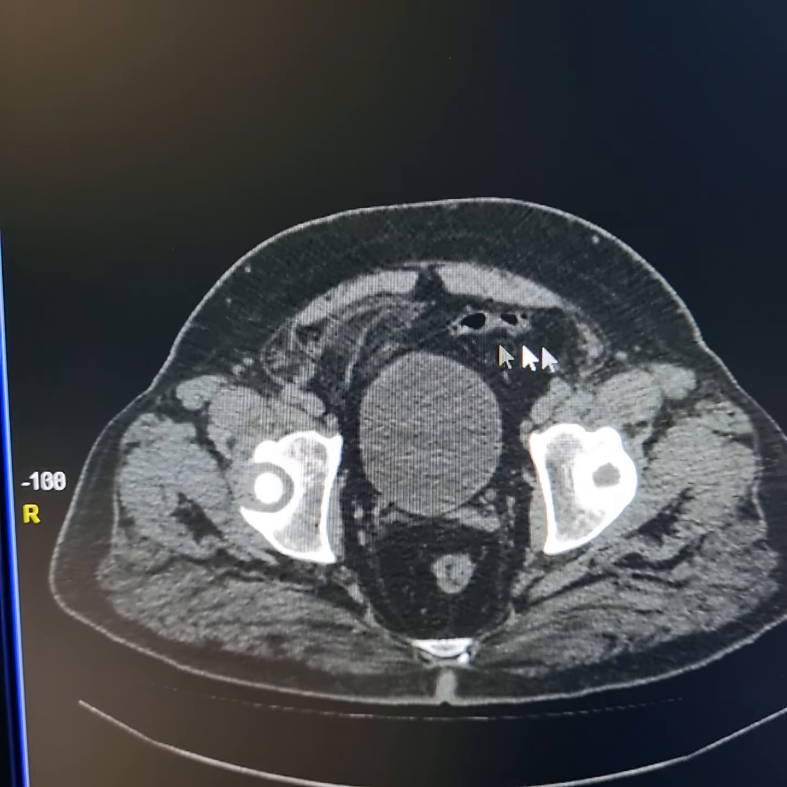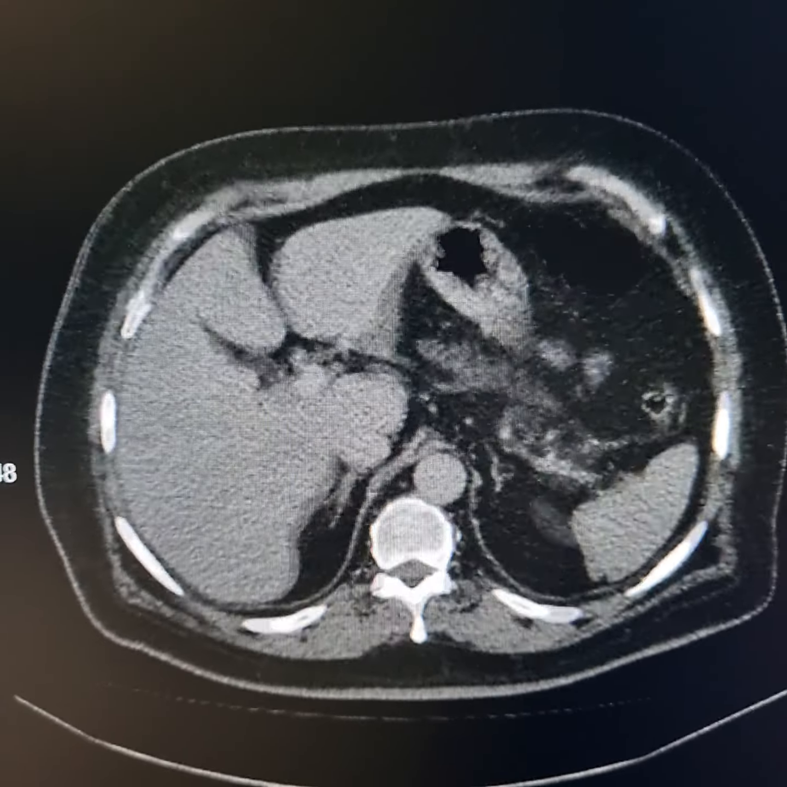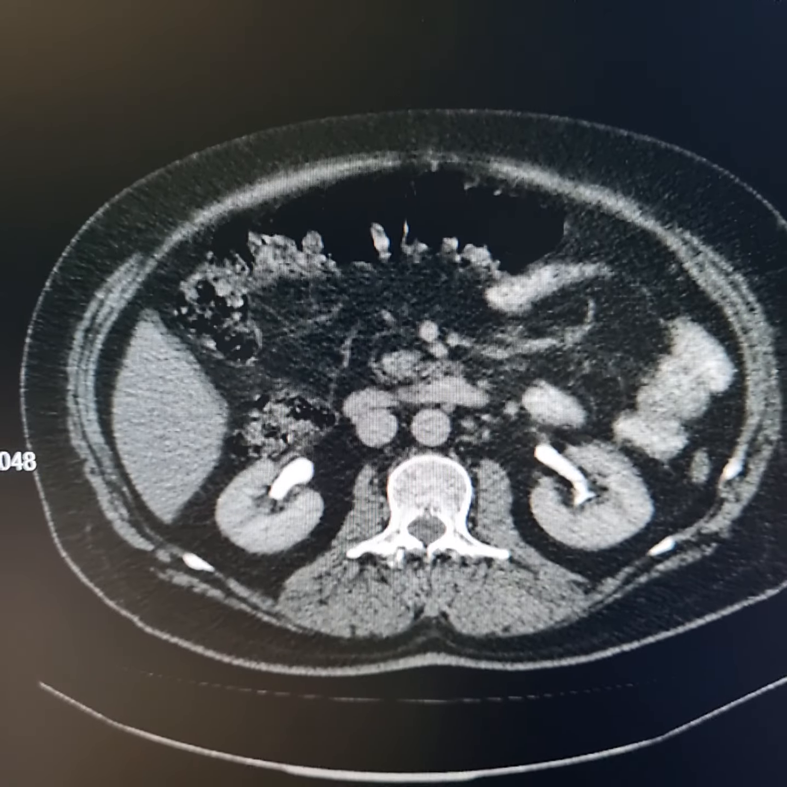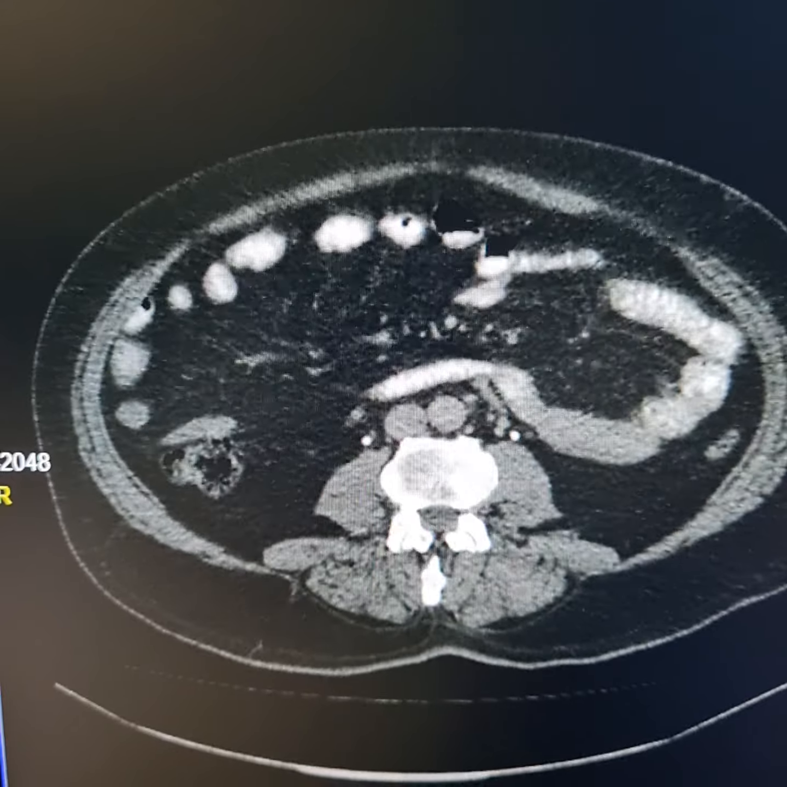Now I will show you his contrast CT scan. This is the delayed phase. There is excretion of contrast medium in both the kidneys. Both the ureters are normal. The rest of the abdomen is normal.